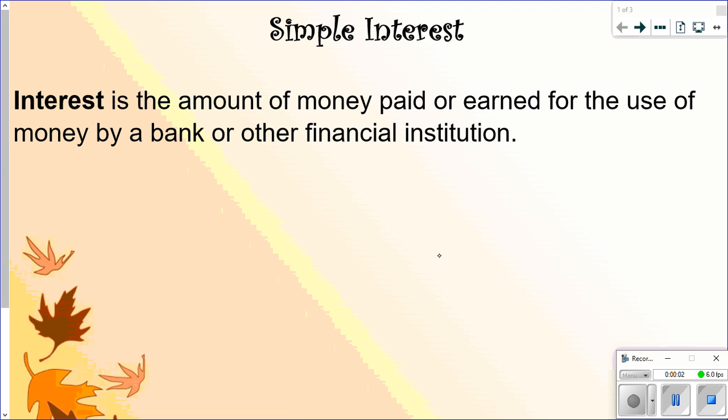This lesson is on simple interest. So interest is the amount of money paid or earned for the use of money by a bank or other financial institution. So it works both ways. If you were to put money into a savings account in a bank, the bank is going to pay you interest on that money. They're going to give you some money, a very small amount, for leaving your money in their bank.